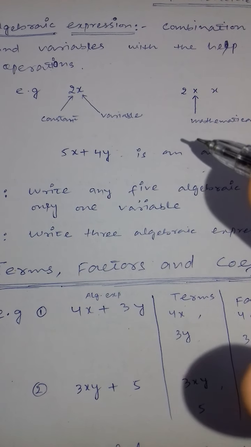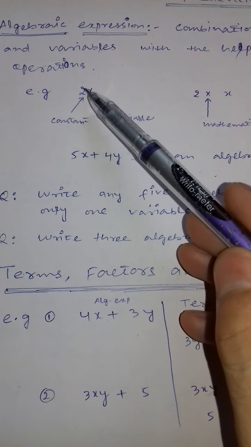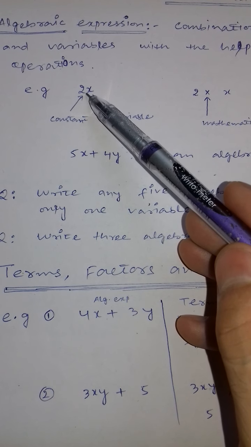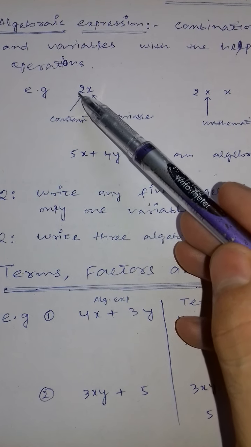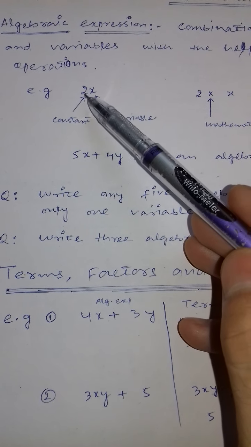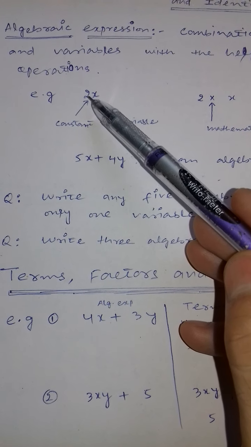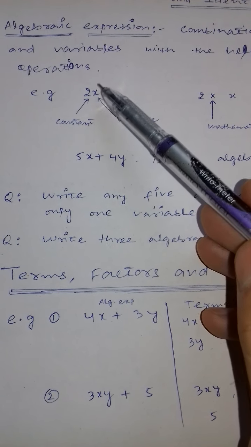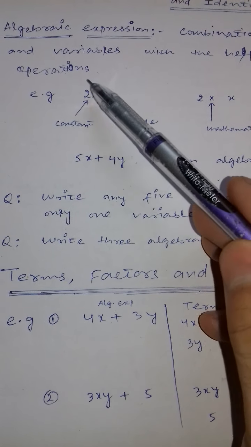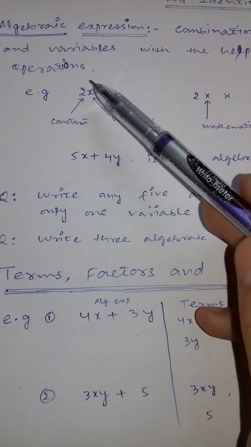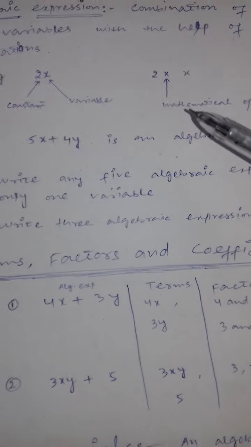These are mathematical operations. Like if you can see here, 2x means 2 into x. So into is a mathematical operation here. So 2 is a constant, x is a variable, which varies, which changes. 2 is a constant, which remains the same. 2 into x, a multiplication operation is there. So this is an algebraic expression as per the definition. I hope you understood. So this is what I have written here.